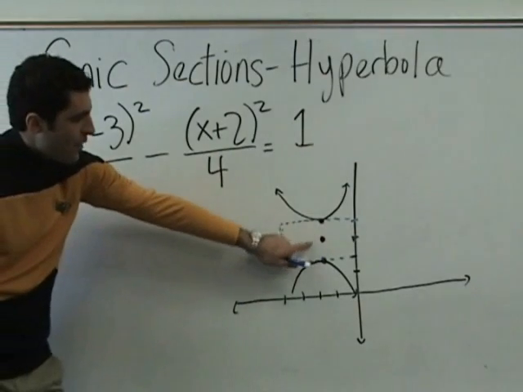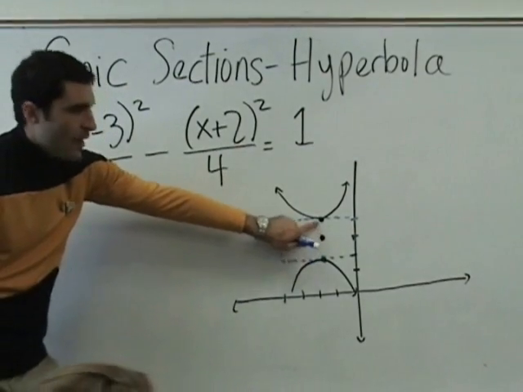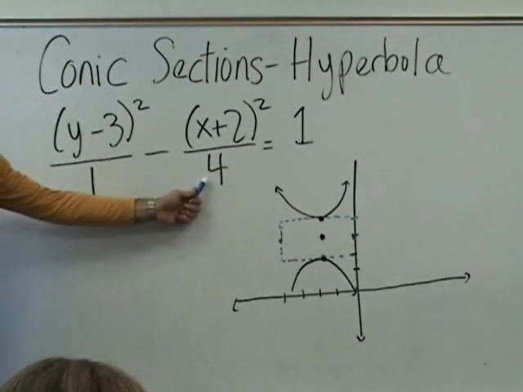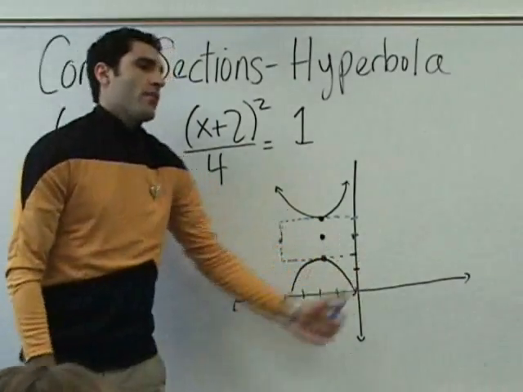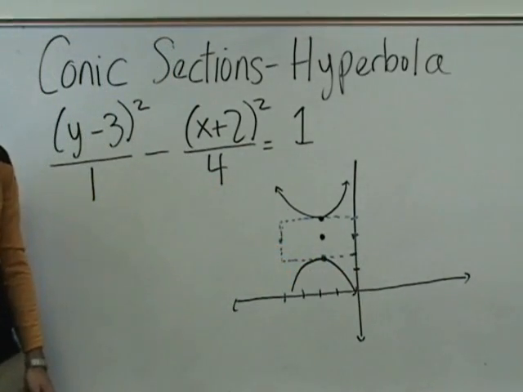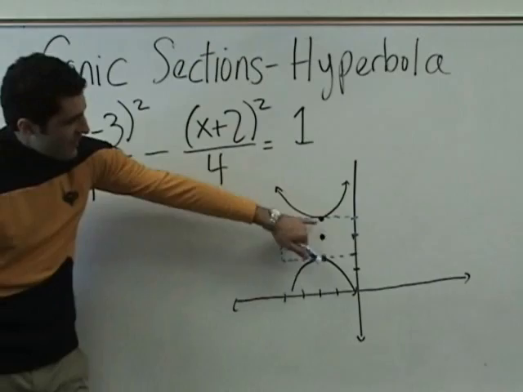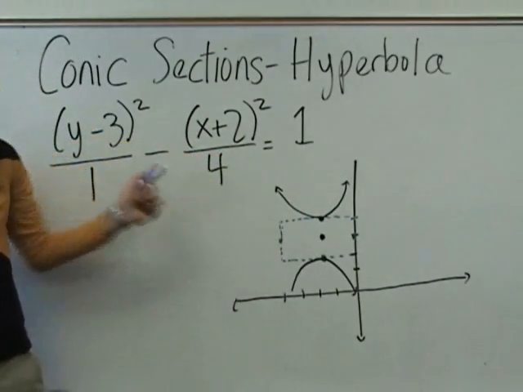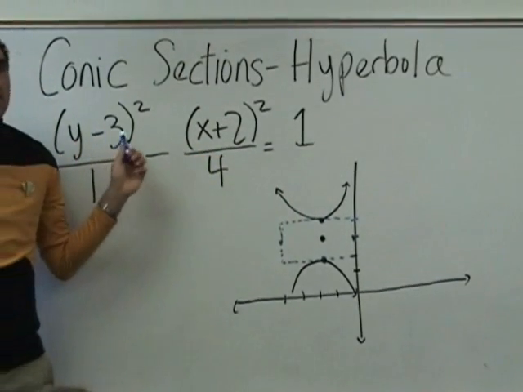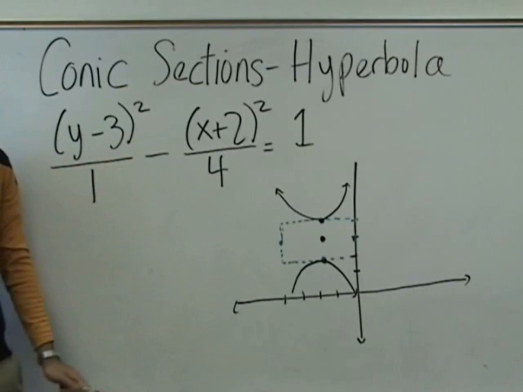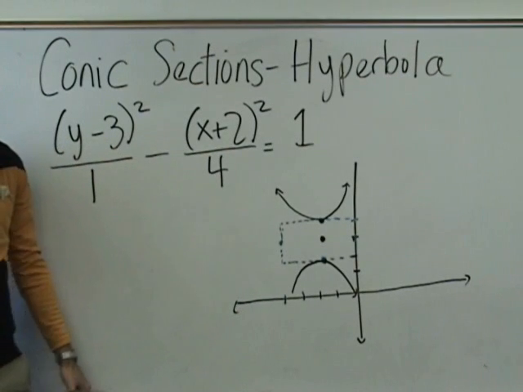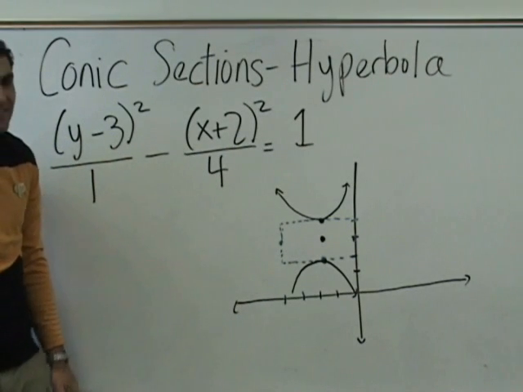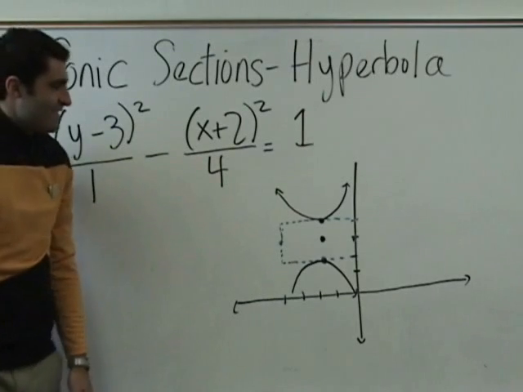So we went up and down 1. Down 1, up 1. And then across 4, 2 each way, making a total of 4. Okay, and then we start at these points and we make our hyperbola because y is first and it's dominant. All right, focal points, foci. C squared equals a squared plus b squared.